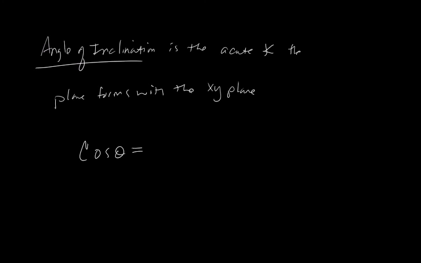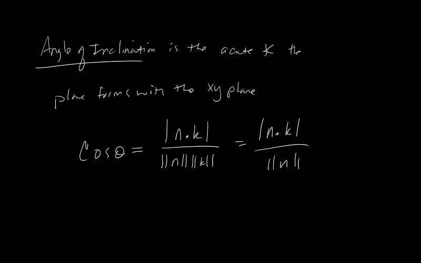Cosine of theta is equal to the absolute value of n dotted with k divided by the magnitude of n and magnitude of k, which is equal to the absolute value of n dotted with k divided by the magnitude of n, because k is going to be a unit vector. Specifically, k is the unit vector 0, 0, 1, right?